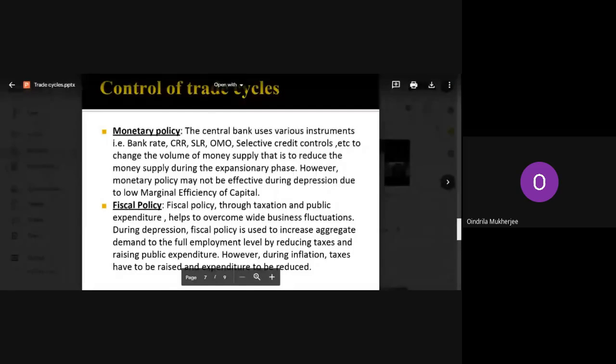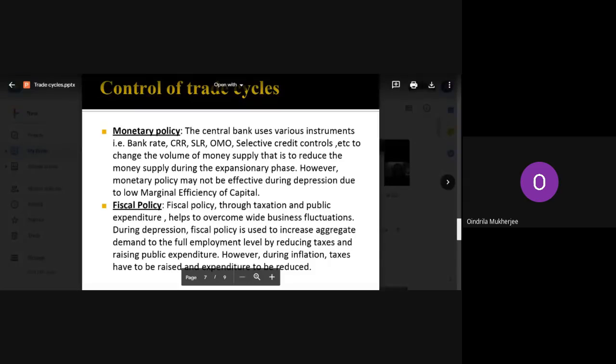Sometimes RBI tries to change the money supply. Money supply cannot remain the same every year. In 2020 money supply is different, and in 2021, next year, it is again going to change. It goes on changing, so RBI brings changes in the money supply. For example, during the expansionary phase, it reduces the money supply. Such changes keep occurring, and they are brought about by our central bank, the Reserve Bank of India.